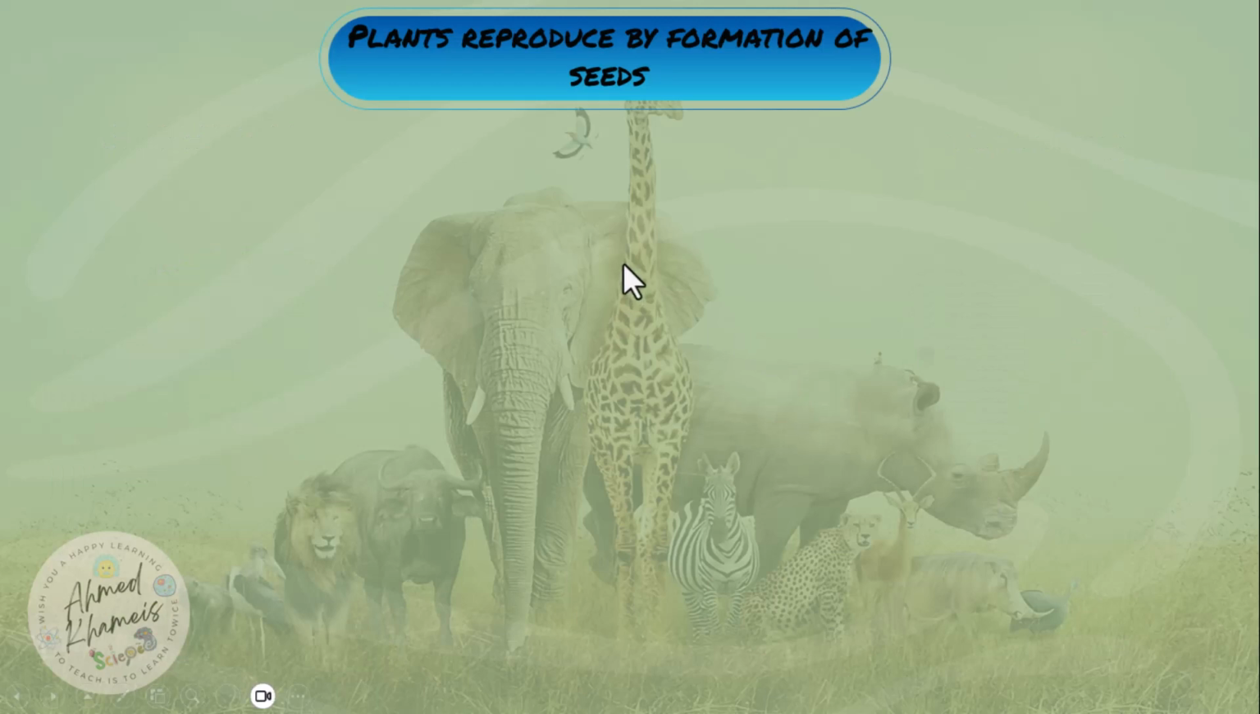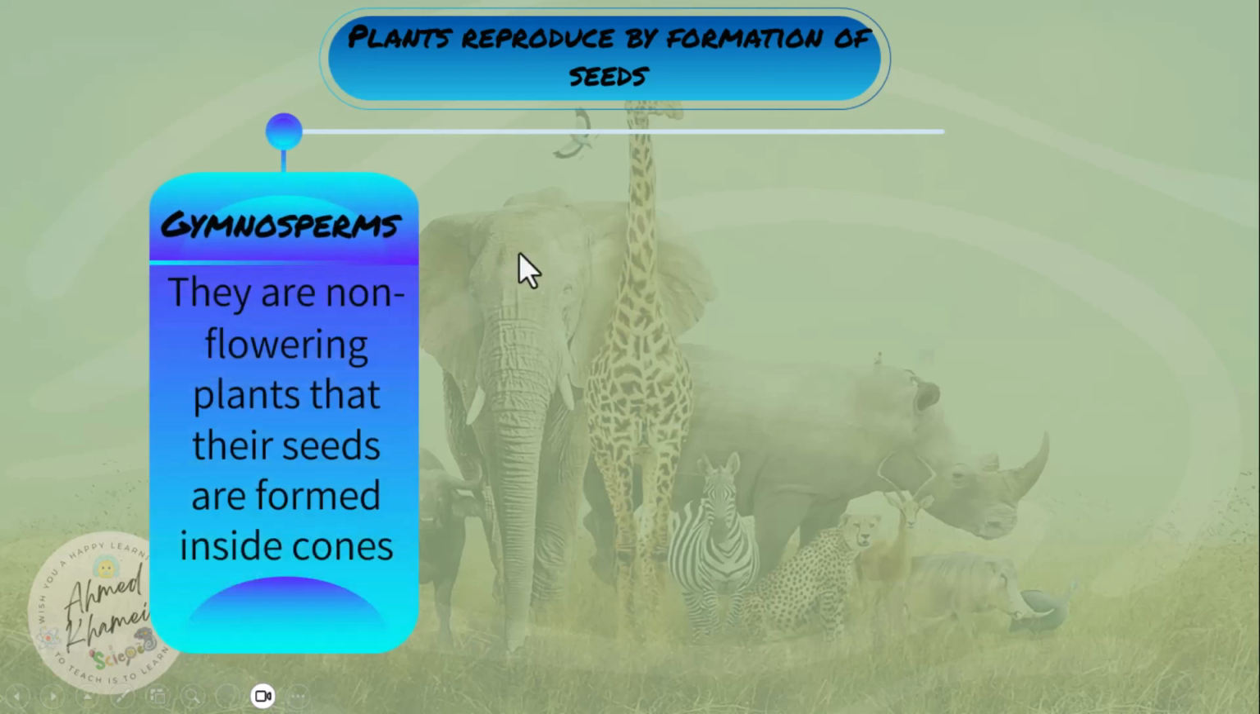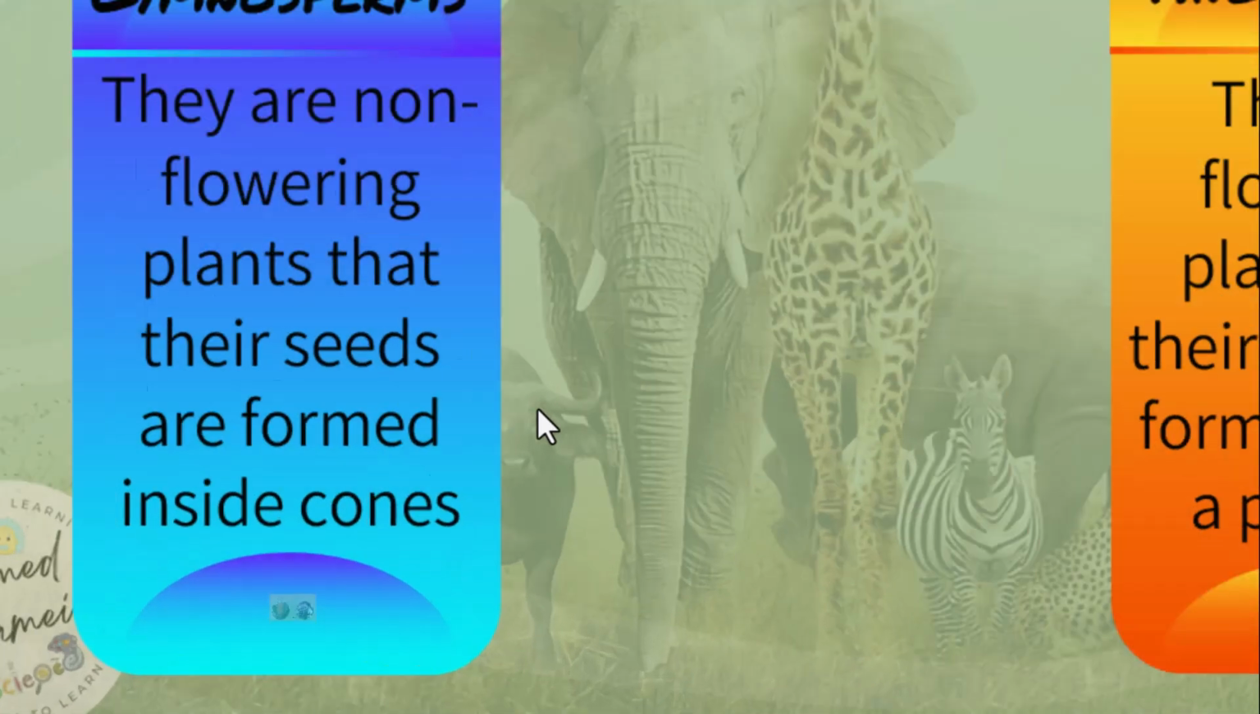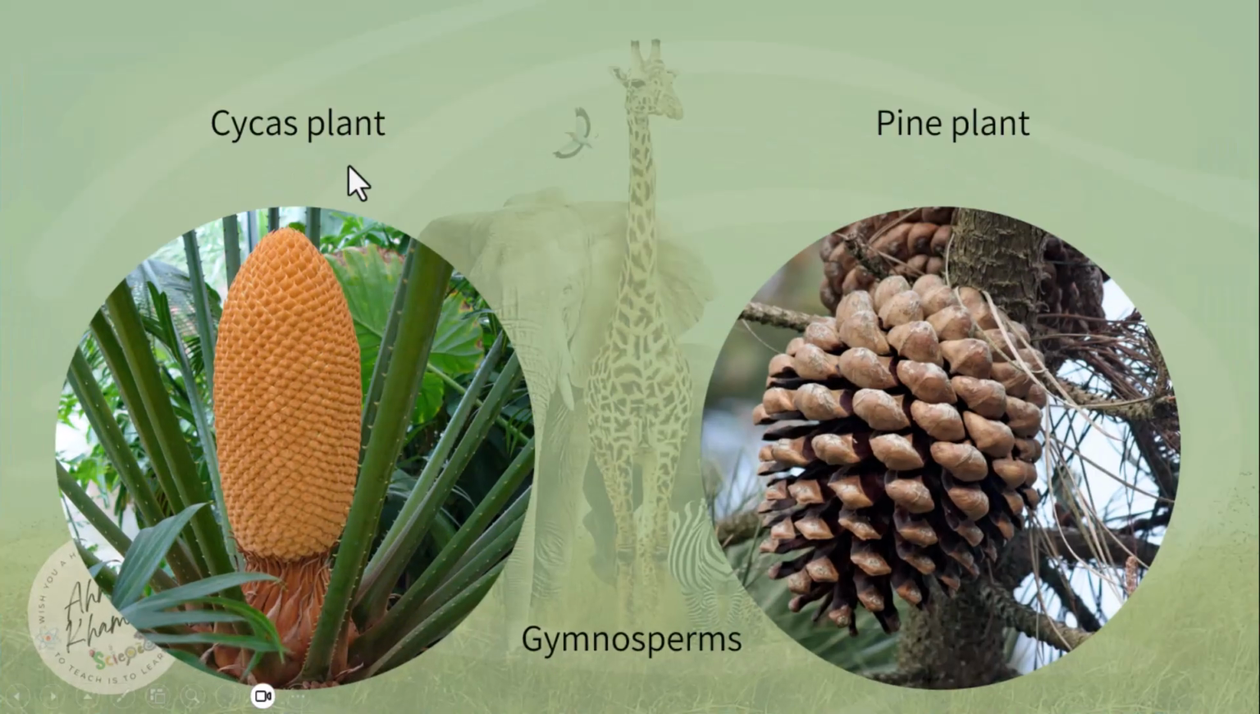And then we have plants that produce seeds. They divide into gymnosperms, which are non-flowering plants whose seeds are formed inside cones. So they don't form flowers. Gymnosperms don't form flowers, but instead their seeds are stored in cones. And the angiosperms are the flowering plants. Gymnosperms are like Cycas and pine plants, and those are the cones.